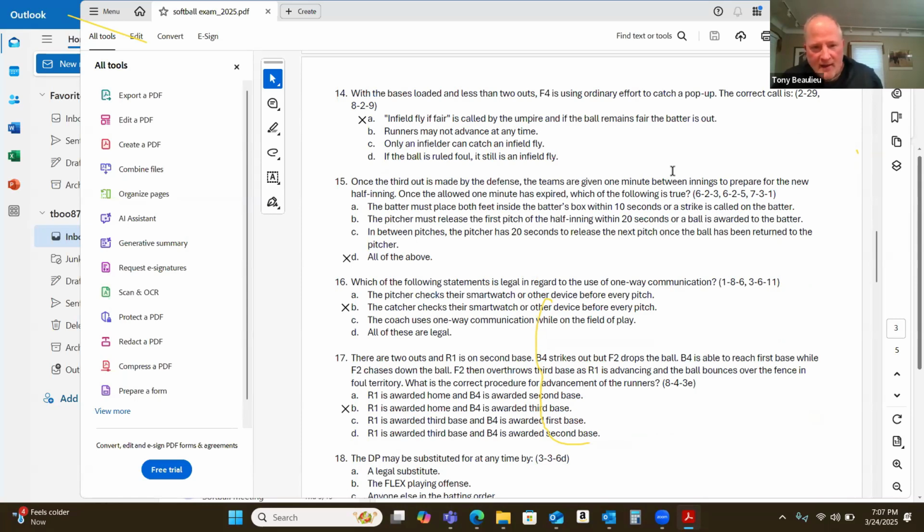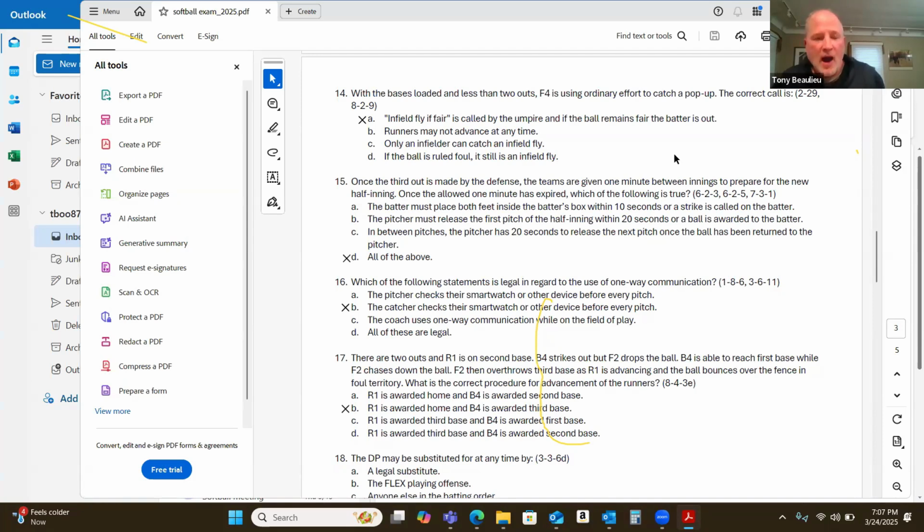Once the third out is made by the defense, the teams are given 1 minute between innings to prepare for the new half inning. Once the allowed 1 minute has elapsed, this is another all of the above one. The batter must have a foot in the box within 10 seconds or a strike is called on the batter. The pitcher must release the first pitch of the half inning within 20 seconds or a ball is awarded to the batter. In between pitches, the pitcher has 20 seconds to release the next pitch once the ball has been returned to the pitcher.